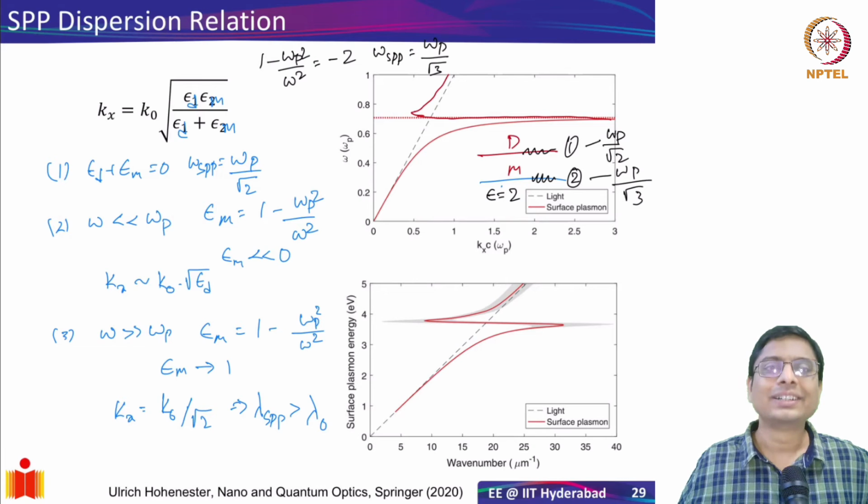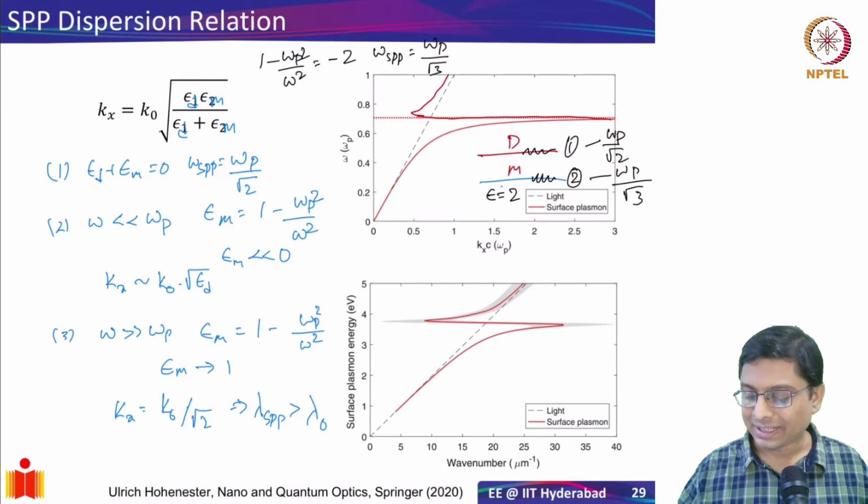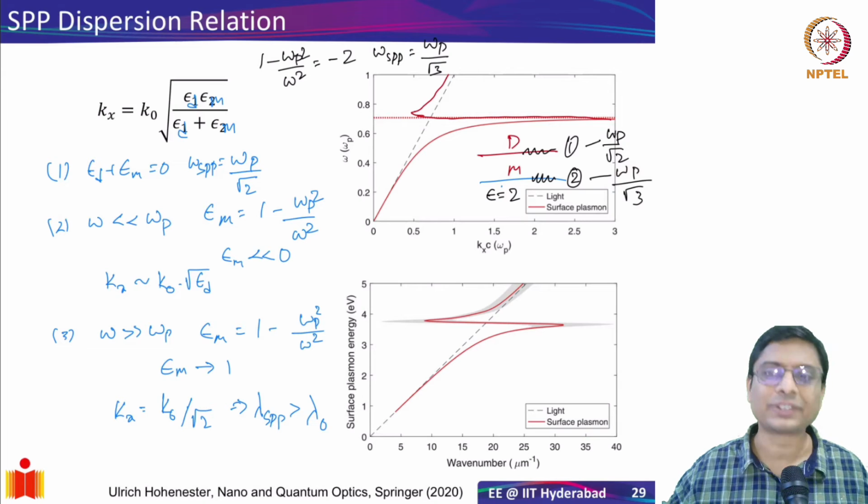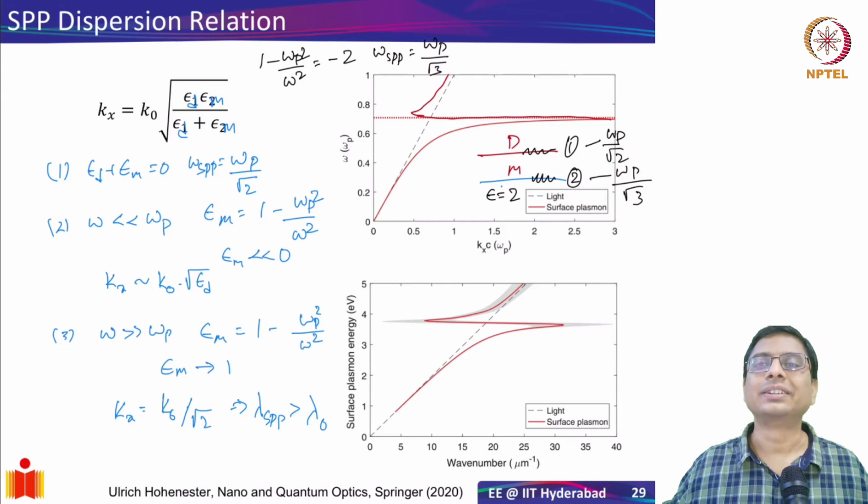But the idea is that if I think of this as ideally there being no interaction between them, in this particular problem I can think of my omega SPP of the second interface, the glass metal interface, to be omega p by root 3. So it's having a lower frequency, it's redshifted.